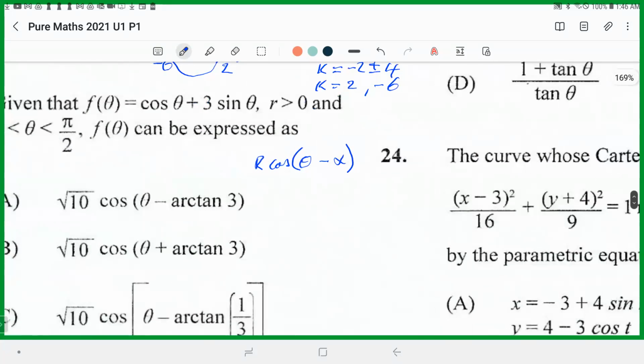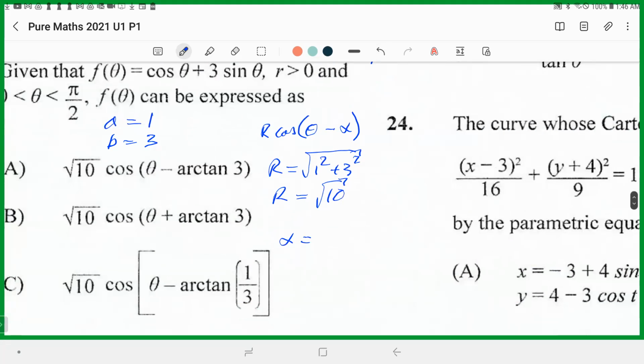What is A and what is B? A is 1, the number in front of the first variable, cos theta, is 1. And B is 3. So R is the square root of 1 squared plus 3 squared, so R is equal to the square root of 10. What is alpha? Alpha is tan to the minus 1 of B over A, which is 3 over 1, which is just tan to the minus 1 of 3.